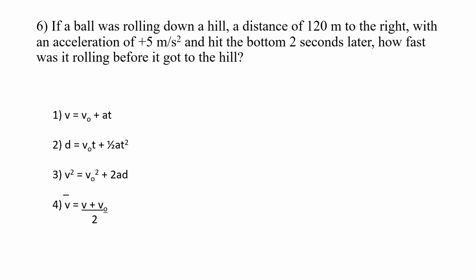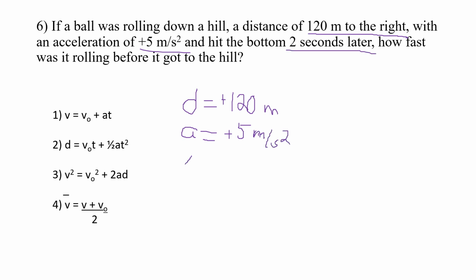Let's really read this one. If a ball was rolling down a hill, a distance of 120 meters to the right. All right, okay. So we got the distance is positive, that right, okay, just with an acceleration of 5, okay. So far, so good. This isn't too bad. Uh-oh, it hits the bottom 2 seconds later. Oh no. How fast was it rolling before it got to the hill?